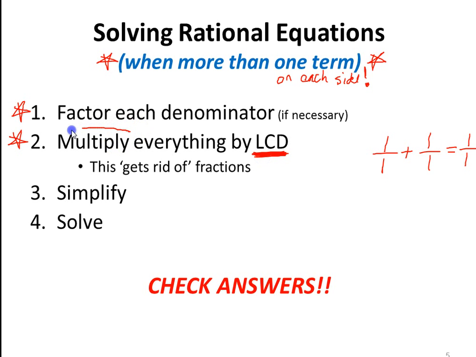And this is going to look a little bit different than what we did with the adding and subtracting. Instead of manipulating one single fraction, we're going to be multiplying, and that's going to get rid of our fractions. So it's going to look a little bit different than what it did in 8.5. After you do those two steps, then it's going to be easy. Then you're going to simplify and solve. And as it says down here, always check. You're going to have several answers that are going to be extraneous. And remember, extraneous means when you put them back in, they don't work. So make sure you check.